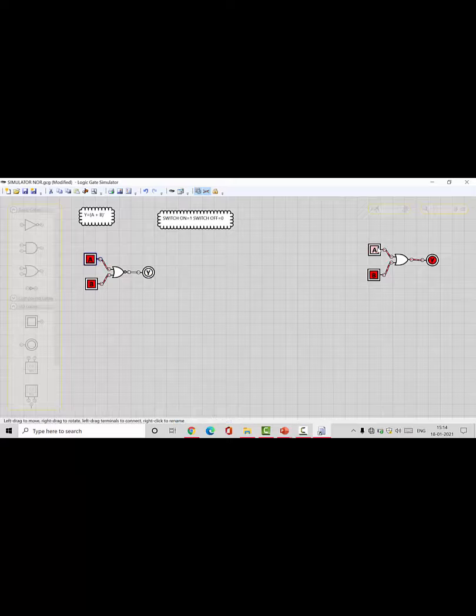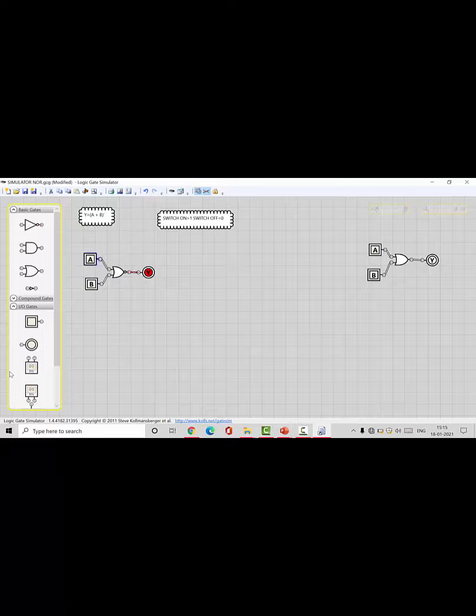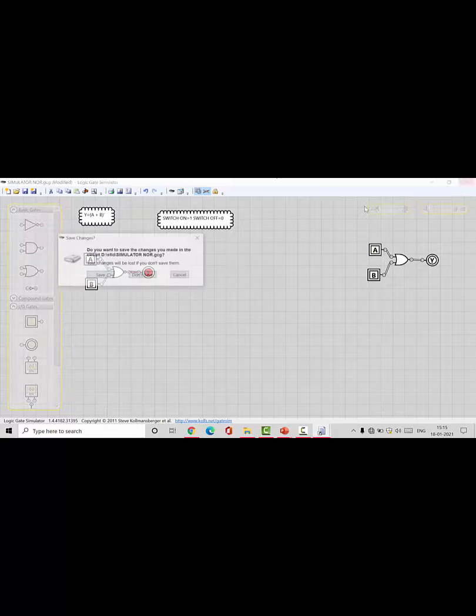Okay. And if both the switches are in off stage, then OR gate generates no output. But here, if both the switches are in off stage, then NOR gate generates an output. So this is the simulation of our NOR gate.